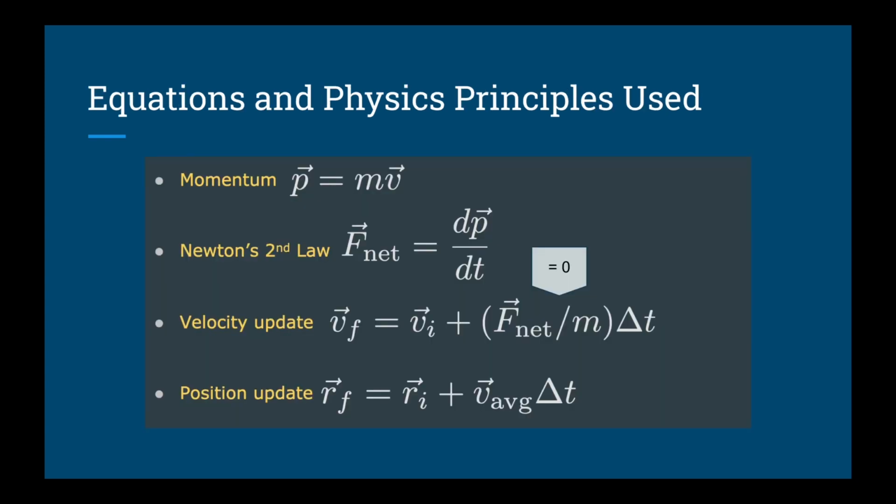Some of the physics principles used included Newton's second law, and from there, we were able to derive the velocity update and position update formula. Since F net divided by m times delta t is equivalent to 0, we know that the final velocity is equivalent to the initial velocity since there was no net force. Similarly, the position update formula states that final position is equivalent to initial position plus average velocity multiplied by change in time.